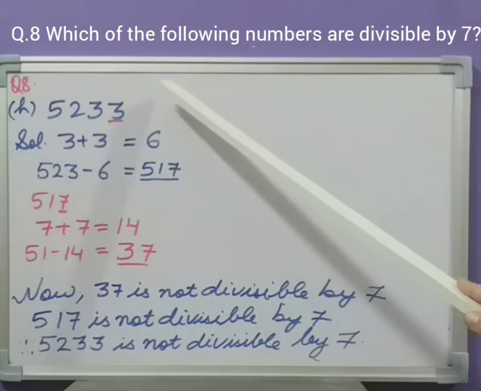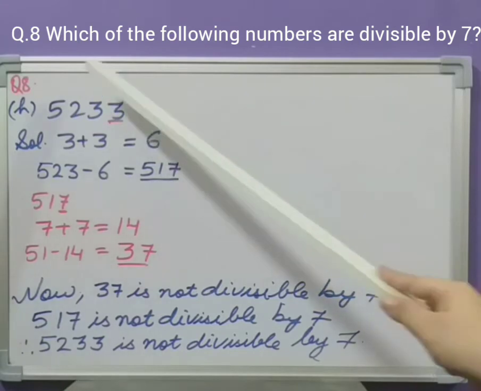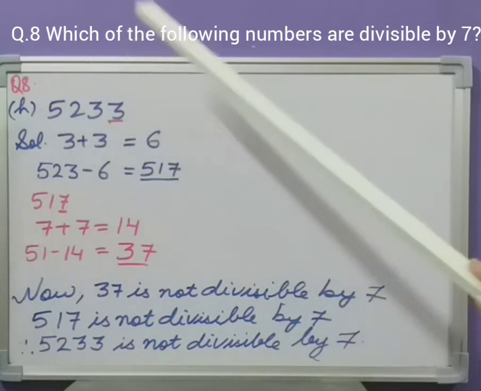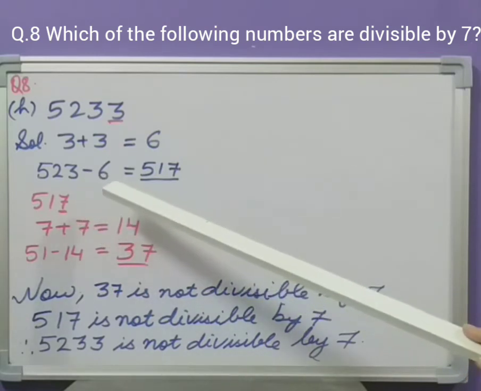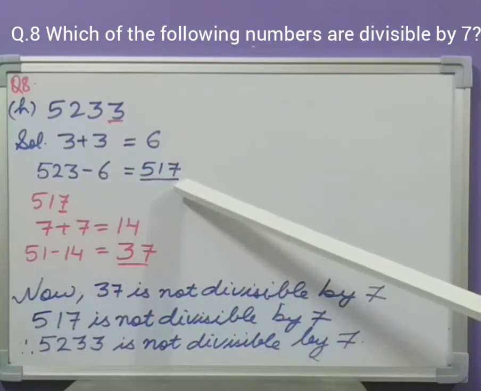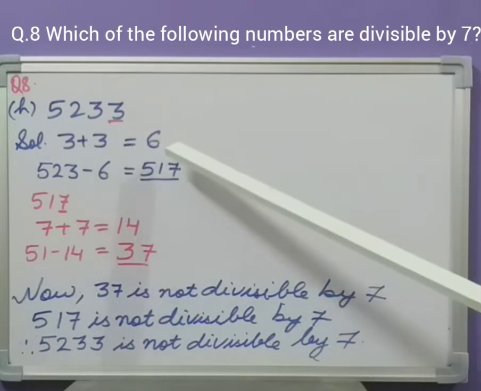The ones digit will be doubled, that is 3 plus 3 gives us 6, and the remaining number will subtract this. So 523 minus 6 gives us 517. Now we have to find out whether this number is divisible by 7.